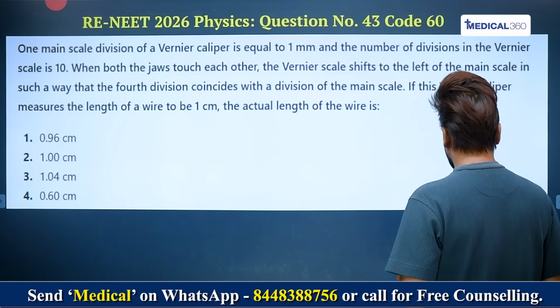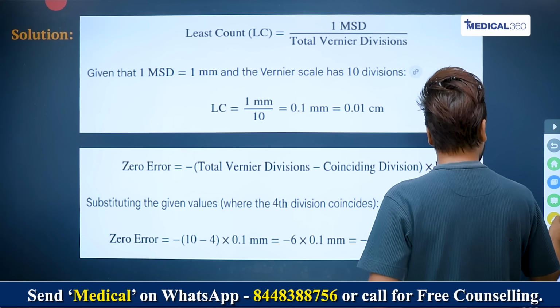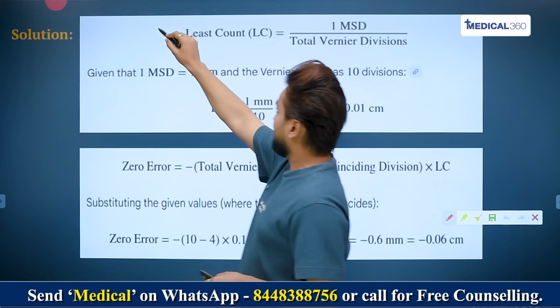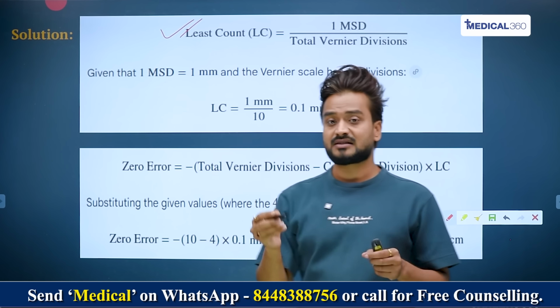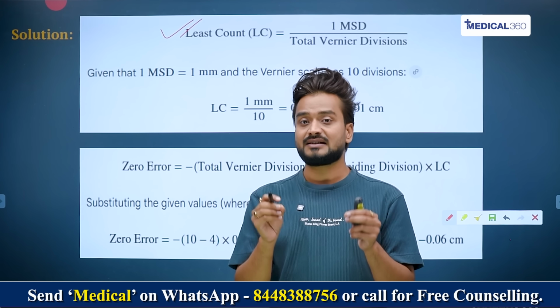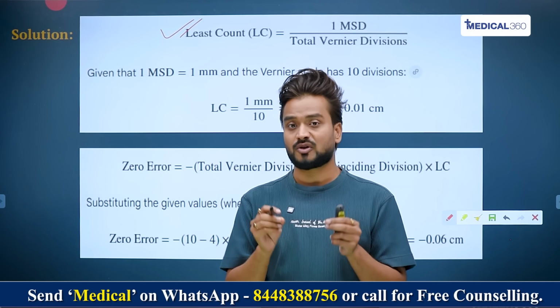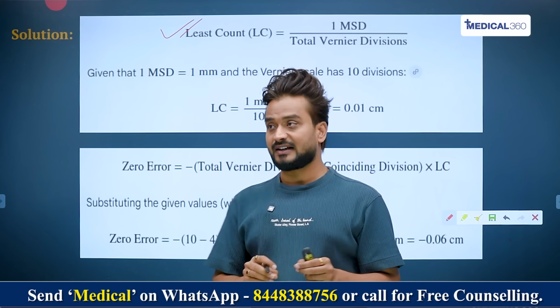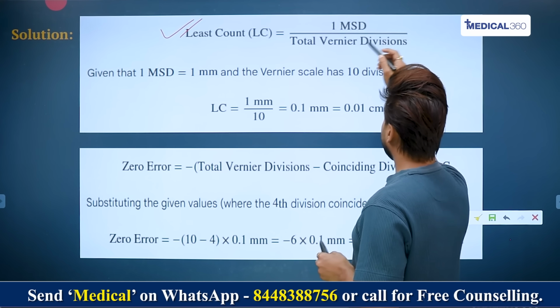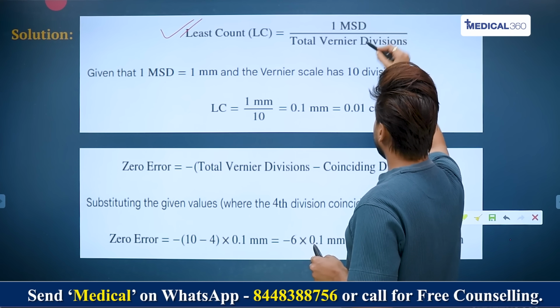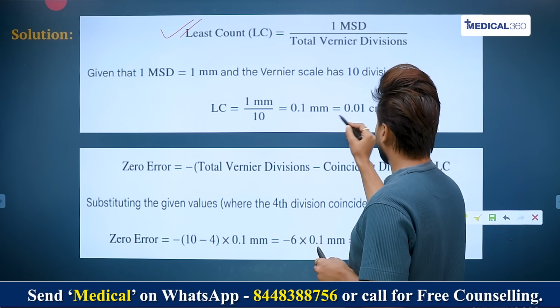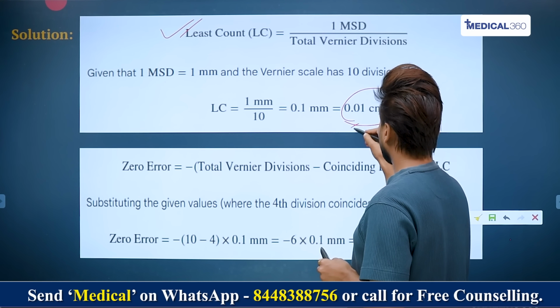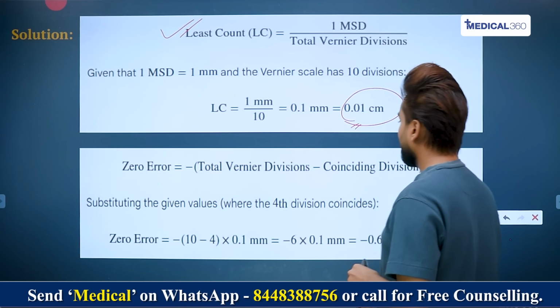Now, let us see how can we solve this question. If I go step by step, the first step would be to calculate the least count. Now, what is the least count? We are already aware that the least count is the smallest difference or the smallest measurement that any device can detect. In order to calculate the least count, we divide the main scale division by the total vernier division and we obtain the least count to be 0.01 centimeter or 0.1 millimeter.